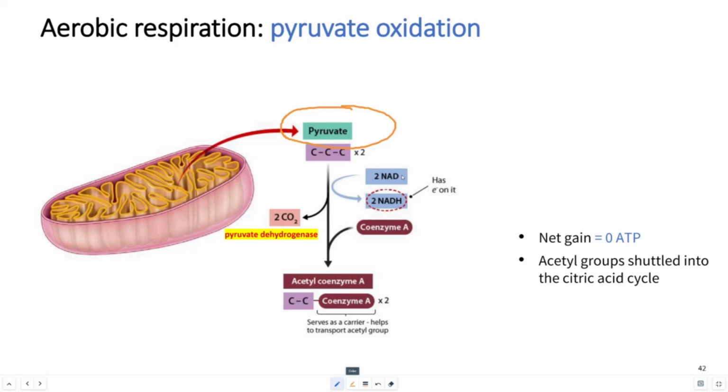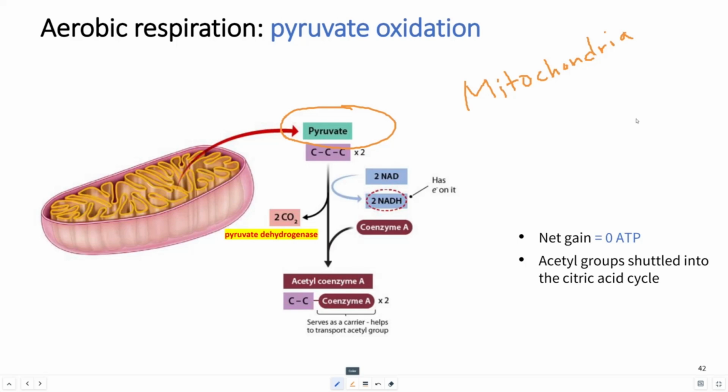This next step is called the intermediate stage. The intermediate stage, along with the citric acid cycle and the electron transfer chain, all occur inside the mitochondria. The mitochondria is a double membrane organelle that has an outer and inner membrane, and it has these inward folds called the cristae. The fluid-filled space between the 2 membranes is the outer compartment, and that innermost space is called the matrix.